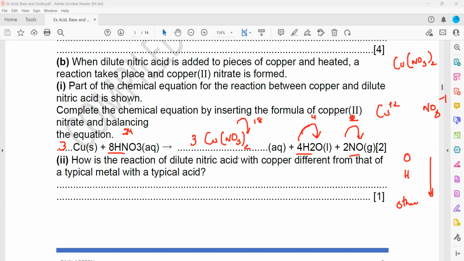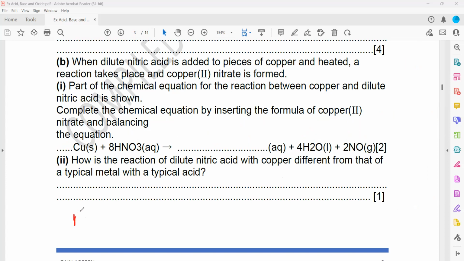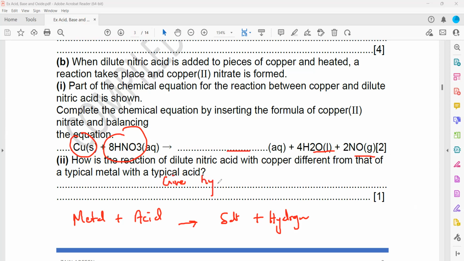How is this reaction of nitric acid with copper different from a typical metal with a typical acid? As you can see, what is the general reaction when any metal is added to acid or acid is added to metal? It will give salt and hydrogen. That is the product. But in this case, the metal mixed with acid gives us salt, water, and nitrogen monoxide. So typical metals give hydrogen when a metal reacts with acid, but this one is not giving hydrogen, so that's a difference between them.